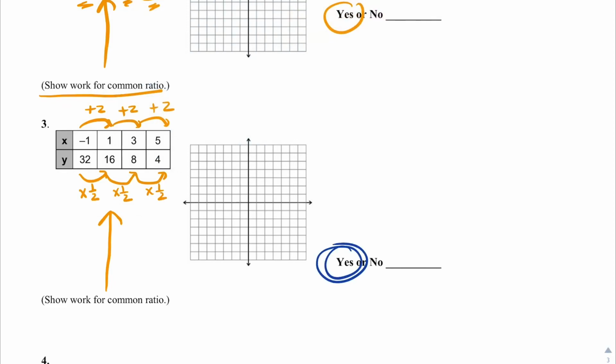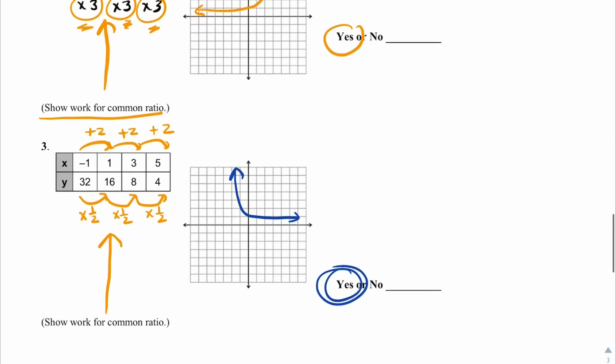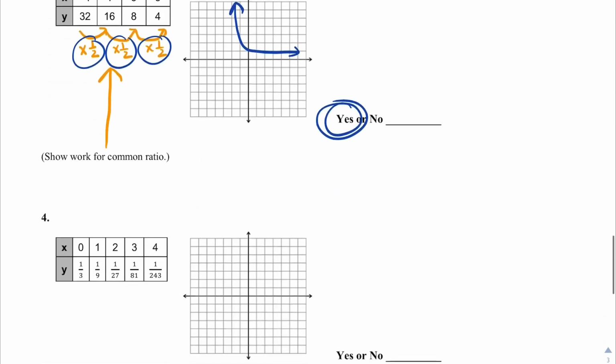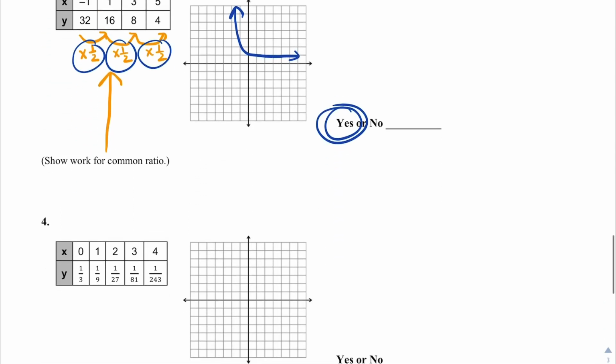And because in this one, I am now multiplying by a fraction each time, you will notice if we were graphing it, it would look something like this. It would be a decreasing function because I'm not multiplying by a whole number. And then last but not least, let's check this one out. My domain values, plus 1, plus 1, plus 1, and plus 1.